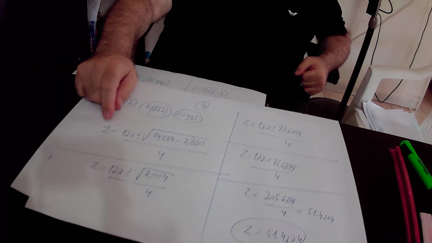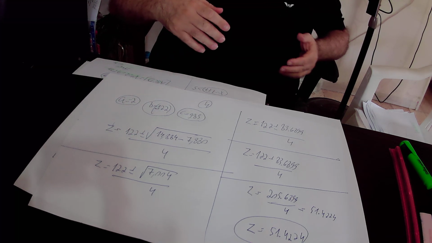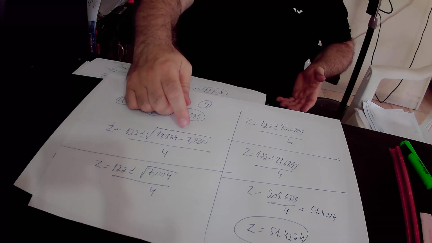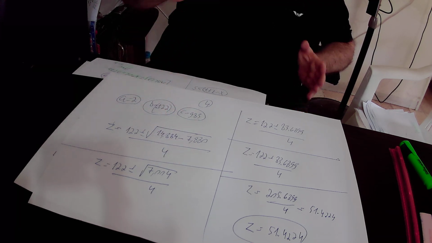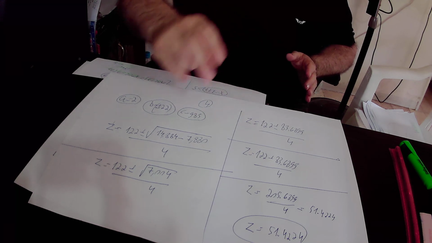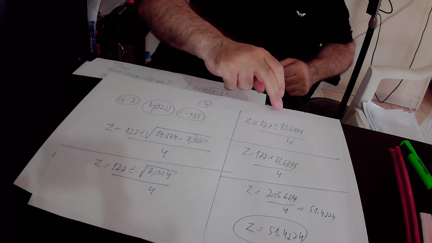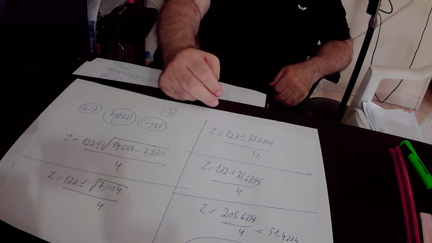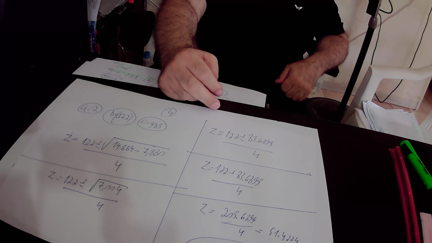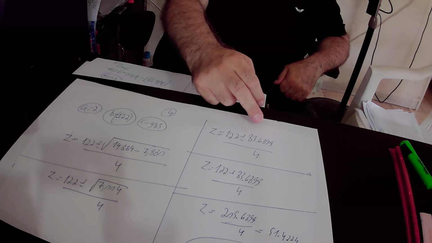So here we found that z equals 122 plus minus the square root of 14,884 minus 7,880, which is 7,004. So inside the root we have only 7,004, divided by 4. The square root of 7,004 is 83.6899. So we have here two possible solutions for z. z equals 122 plus minus 83.6899 over 4.